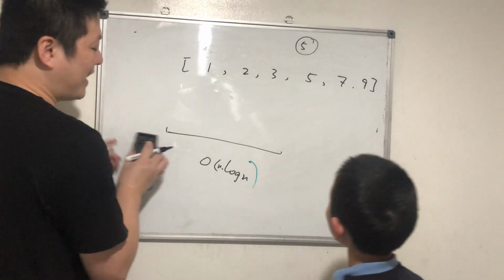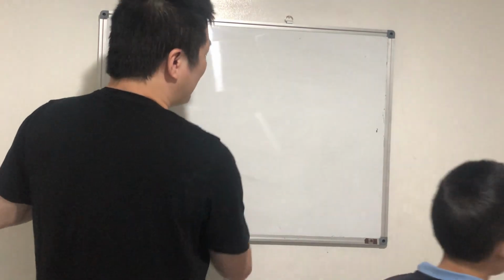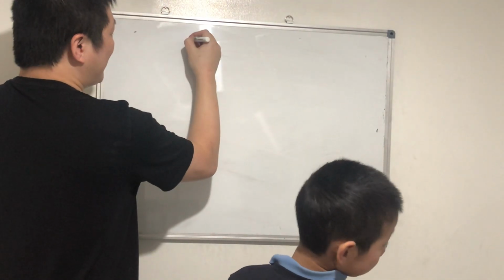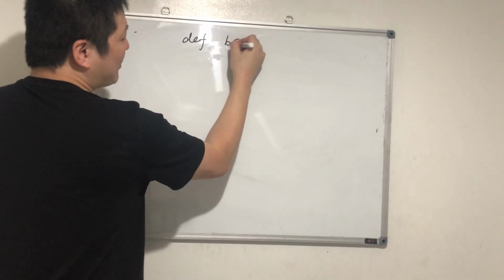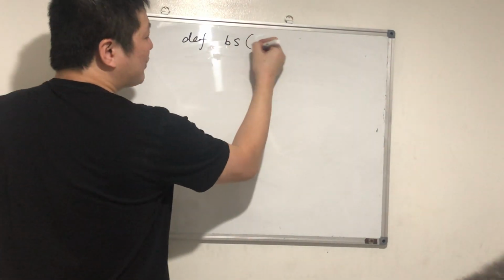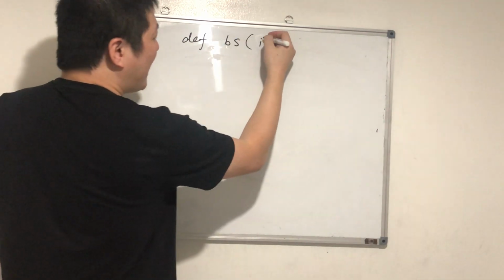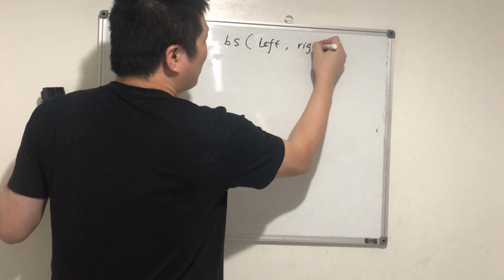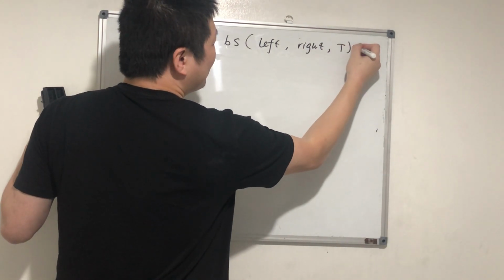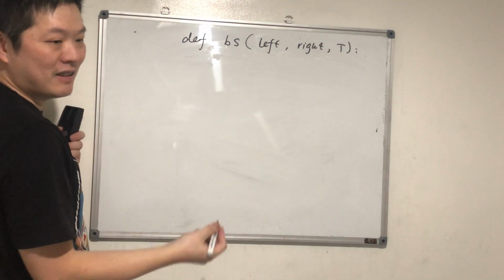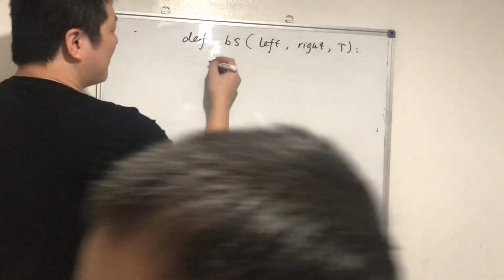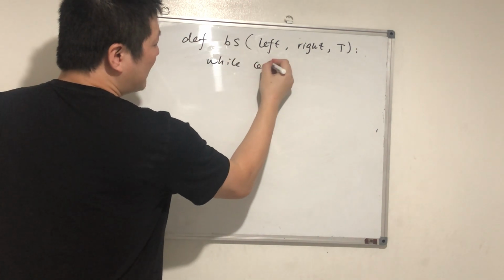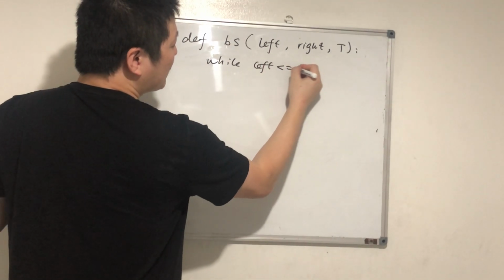Okay, so let's do it. First of all, I need to define the binary search. Define BS with left and right, and we're looking for the number t. So how are we doing it? Suppose we know the numbers here. While left is smaller than or equal to right.